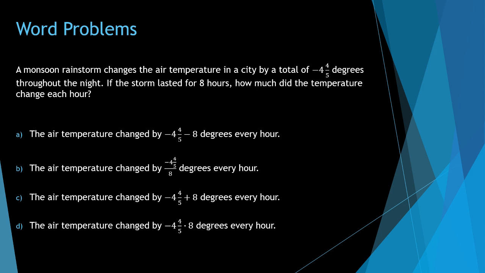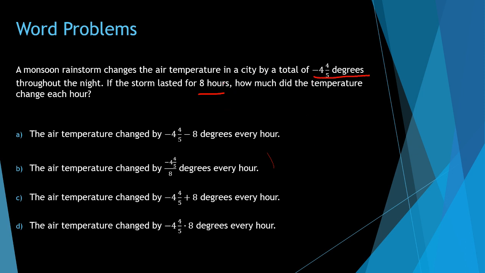The next thing are some word problems that deal with negatives. Remember that in this unit we're dealing with quotients, and quotients means that we're going to be dividing. So a huge hint with these word problems is you're probably going to want to choose the option that has division. This problem says that a monsoon rainstorm changes the air temperature in a city by a total of negative 4 and 4/5 degrees throughout the night. If the storm lasted 8 hours, how much did the temperature change each hour?